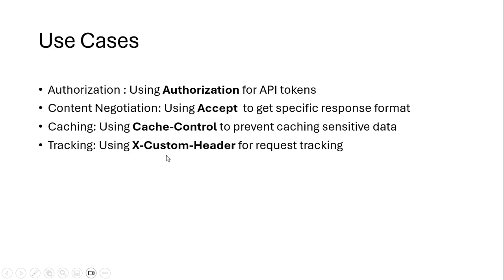So what is the use case for using HTTP request headers? Mostly for authorization, using the Authorization header for API tokens. Then we can use Accept for content negotiation, to specify what format we as a client support. And we can also use it for caching, using Cache-Control to prevent caching of very sensitive data. And you can also use custom headers for request tracking or any other business use case.